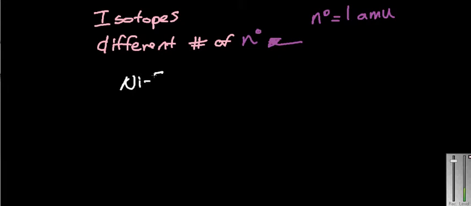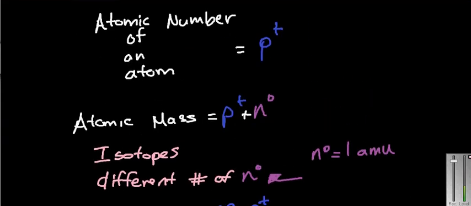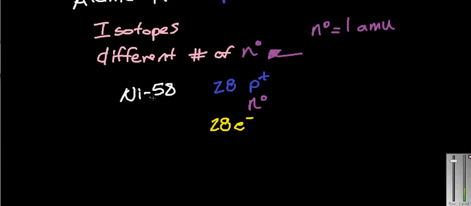So let's look at an example of a regular atom. We'll look at nickel 58. On our periodic table, we can see that nickel is the 28th element, so it's going to have 28 protons. And because it has 28 protons, it's going to have an equal number of electrons to balance the positive charge. The last subatomic particle to solve for is the neutron, and we know that the atomic mass equals the protons plus the neutrons. So we just take 58 minus 28, and that gives us 30 neutrons inside of nickel 58.